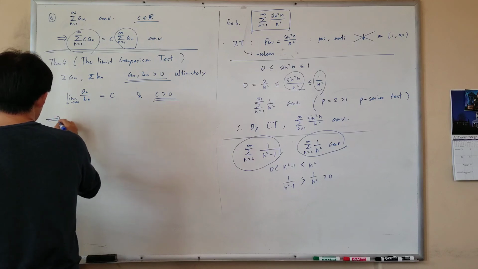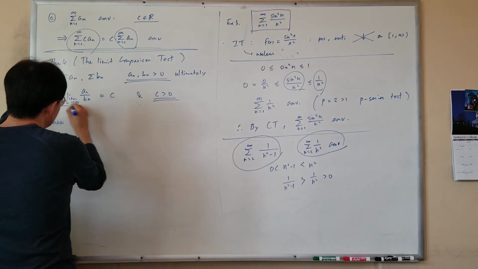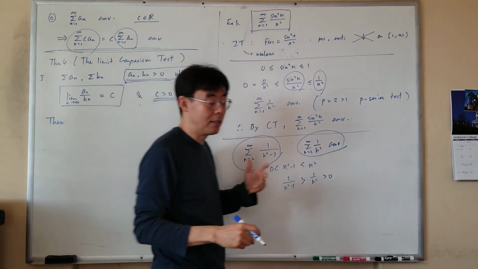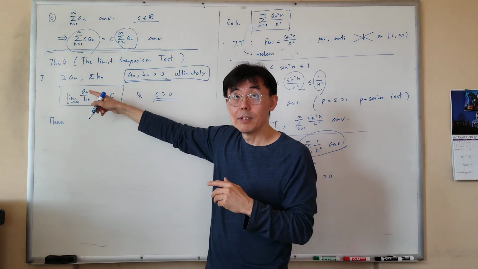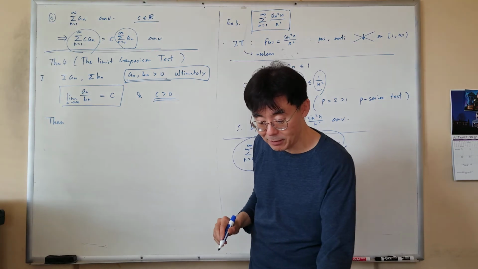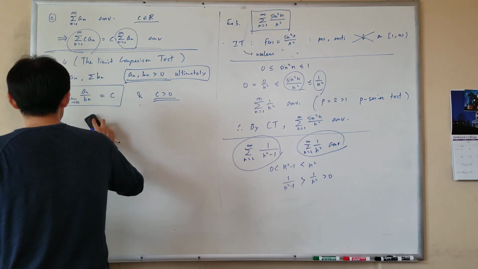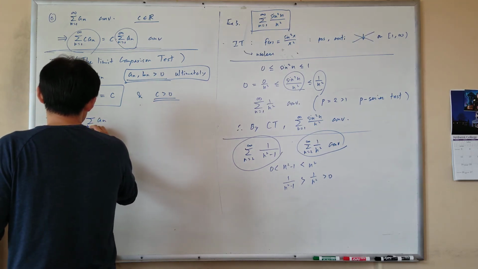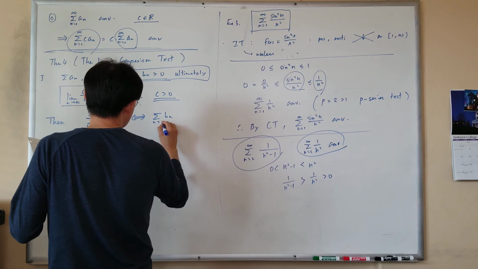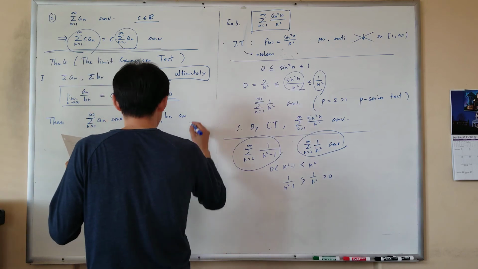If that is the case, see, if you have this relation, they are both positive, ultimately at least, and the limit of the ratio sequence is a finite positive number, then the convergence of this happens if and only if the other converges.